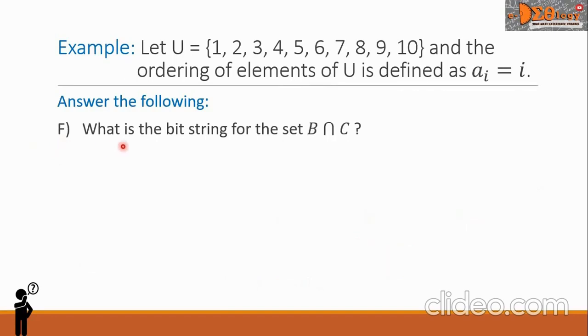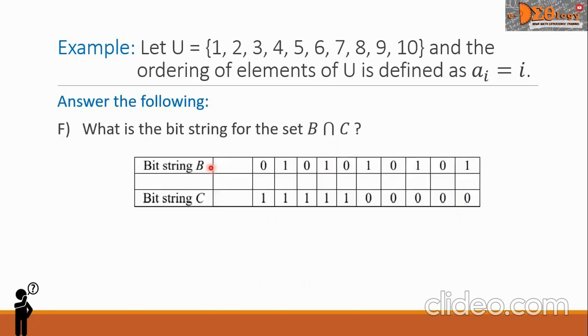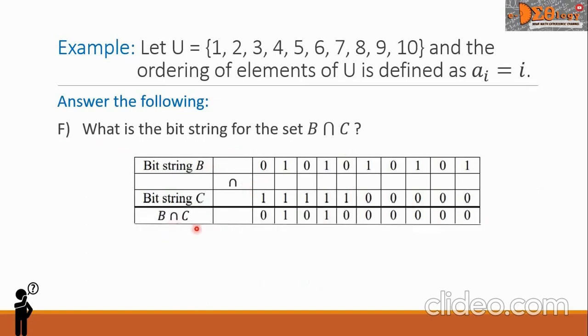Problem F. What is the bit string for the set B intersect C? Here are the corresponding bit strings B and C. Now, for the intersection, this is the same as the AND operation. For B intersect C, we have 0 intersect 1 is 0. 1 intersect 1 is 1. 0 intersect 1 is 0. 1 intersect 1 is 1. 0 intersect 1 is 0.